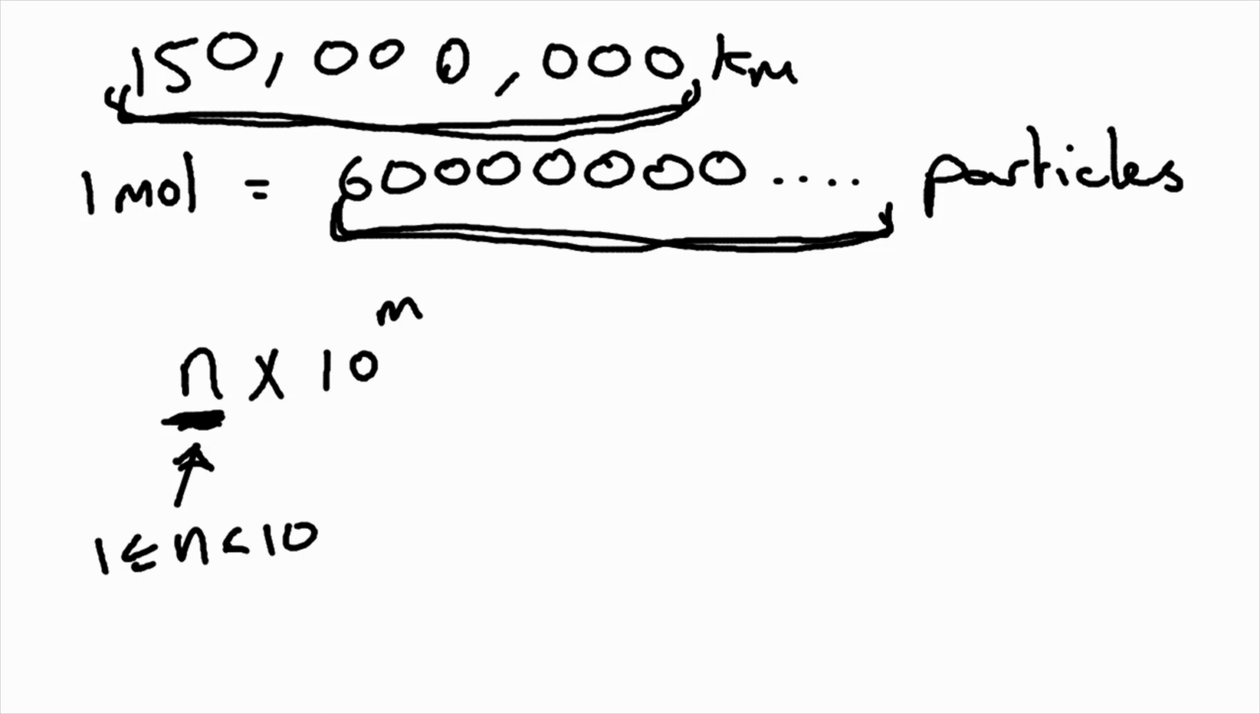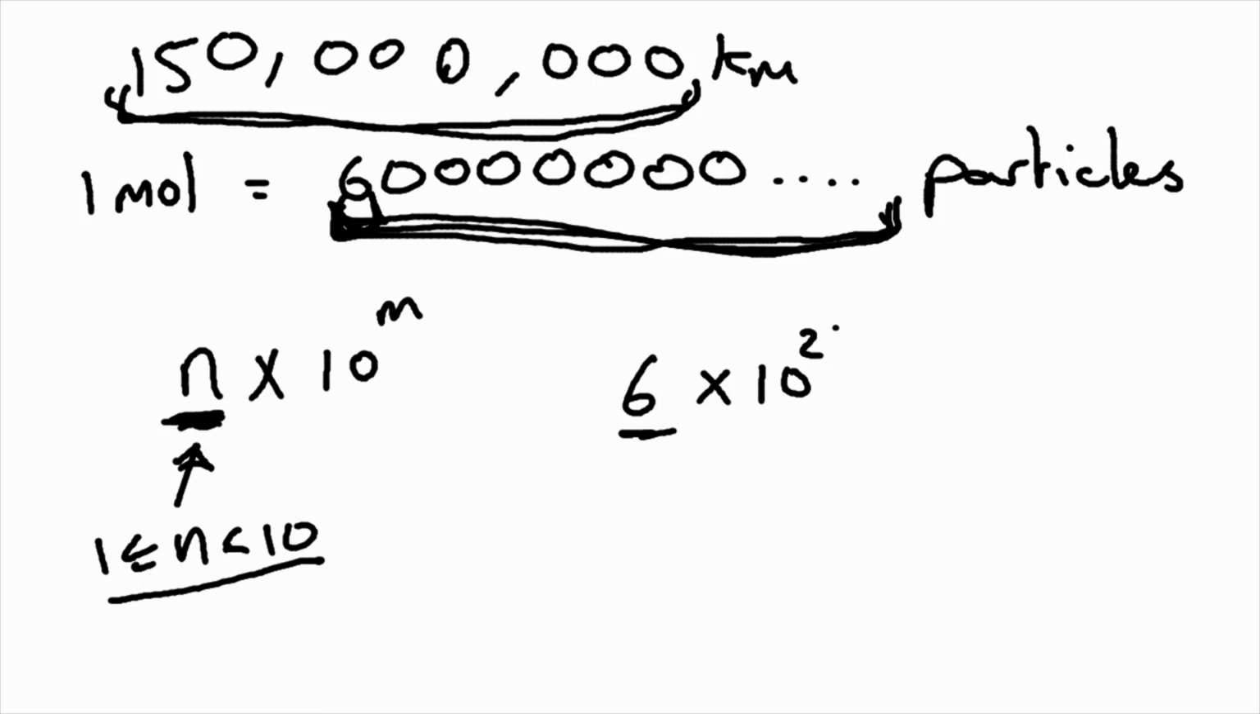So if we take the example of the mole, what number do we think is going to be written as our n? Well, it's going to be the 6 out the front. Is 6 between 1 and 10? Well, it is. And then we're multiplying it by a power of 10. What do we have to multiply by 6 to get our number up here? Well, if there's 23 zeros, it's going to be to the power of 23.